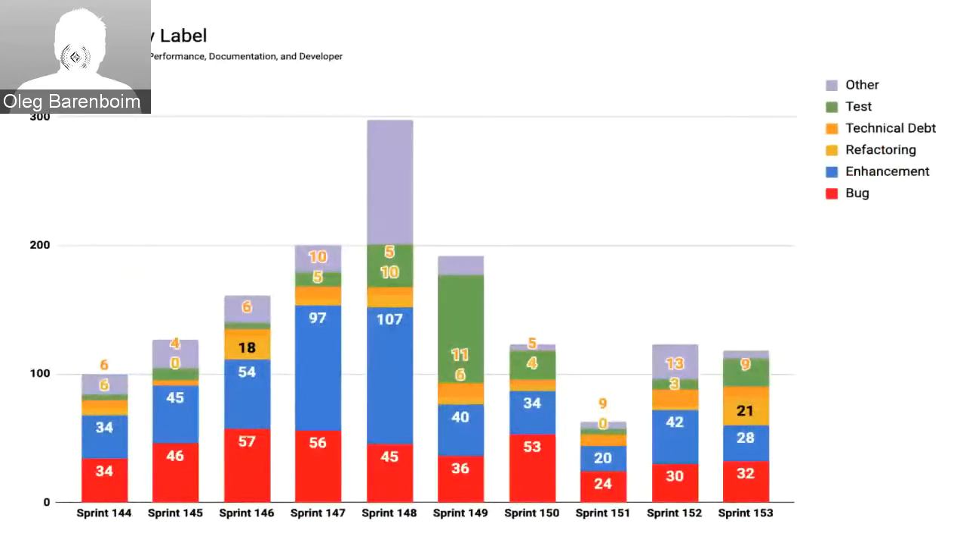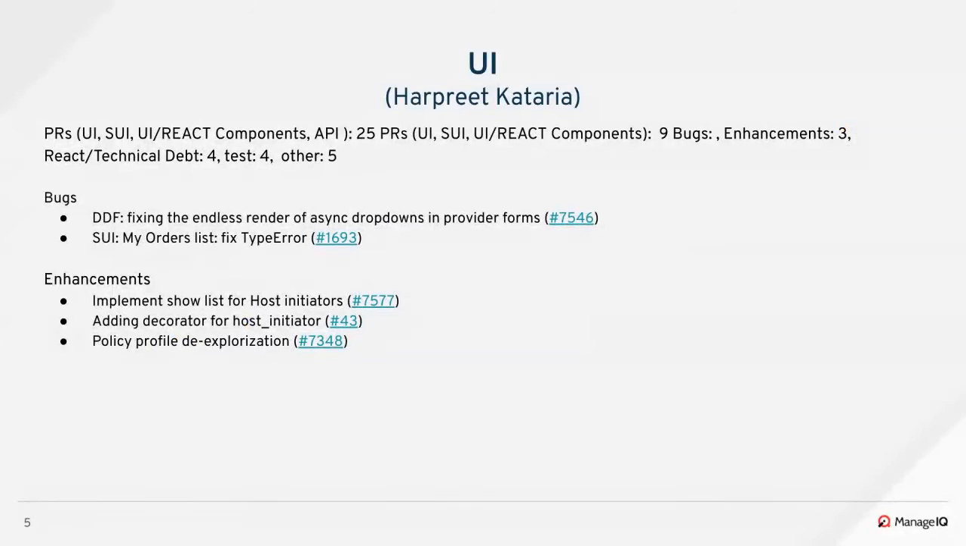In terms of the spread of the pull requests merged, 32 were bugs, 28 enhancements, 21 refactorings, and the rest all over the place. So pretty healthy spread, roughly a 1-to-1 correlation between bugs and enhancements. With that, I turn it over to Harpreet.